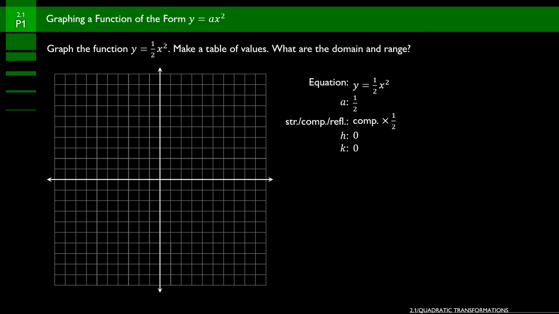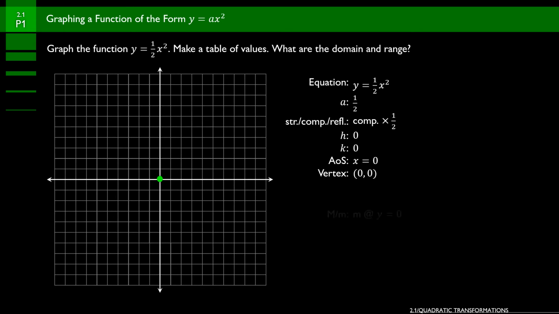Then you have nothing being added or subtracted to the x squared, which means that your k value is also 0. Since h is 0, the axis of symmetry is going to be x equals 0, which means that our vertex, the axis of symmetry which goes in for x, is 0, and the k value is also 0, so our vertex is 0, 0.